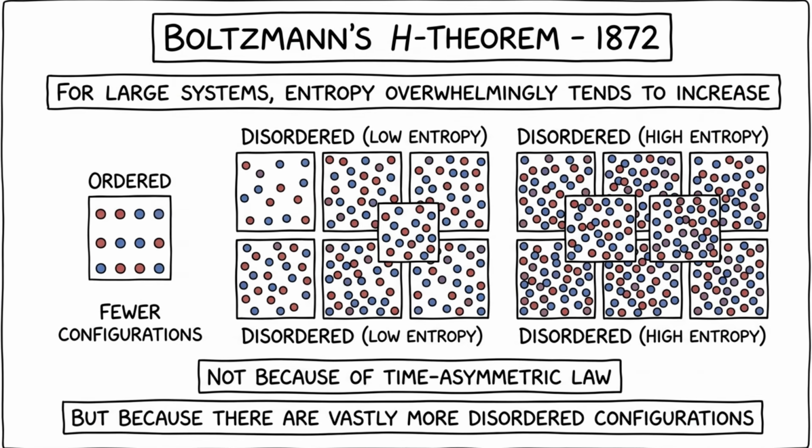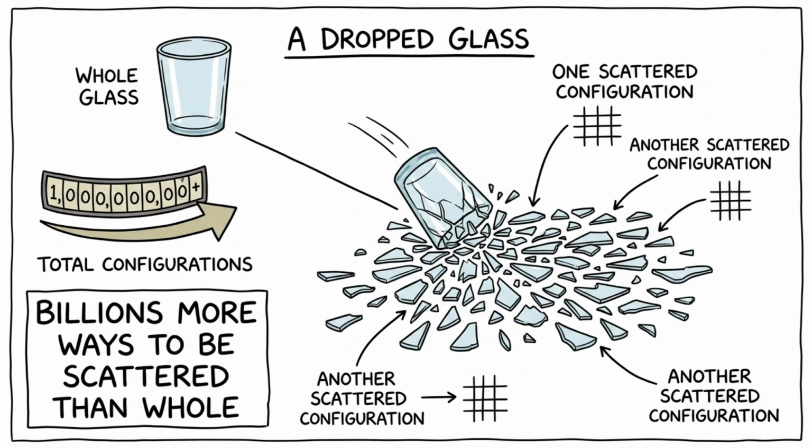Boltzmann's H theorem, formalized in 1872, showed that for large systems, entropy overwhelmingly tends to increase, not because of any time-asymmetric law, but because there are vastly more disordered configurations than ordered ones. A dropped glass has billions more ways to be scattered than whole.